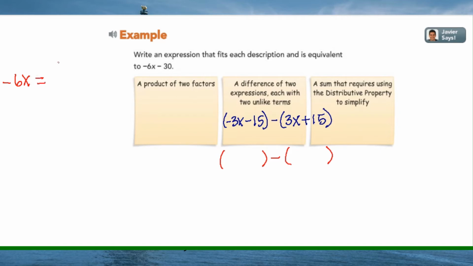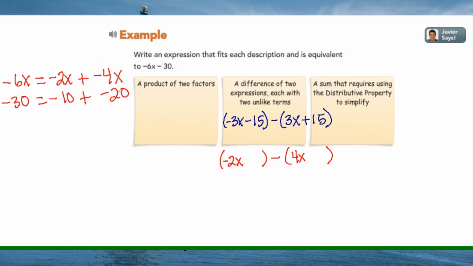So before I used negative 3x and negative 3x, now let me go ahead and try negative 2x. So I know I have to add another negative 4x to equal my negative 6x. And then let's figure out another way I can separate negative 30. I used negative 15 and negative 15 before. So this time, let's try negative 10 and negative 20. So this is what I'm going to look for. I'm going to put negative 2x over here, and I'm going to put 4x over here.